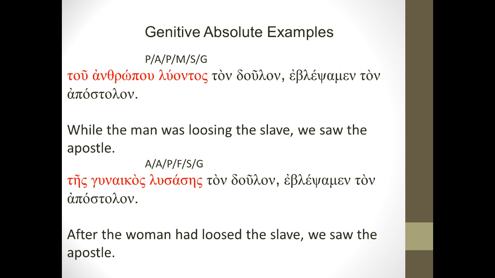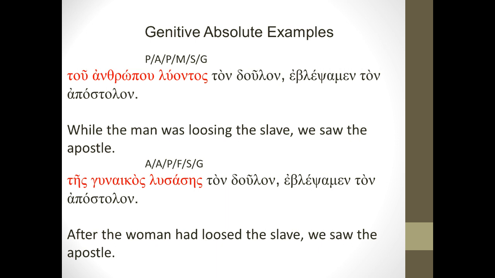Now, if I were to translate this literally the way it shows up, it would be "of the man of loosing." But that doesn't make any sense in English: "of the man of loosing the slave, he saw the apostle." That's because Greeks create this construction known as the genitive absolute. The way we will translate this, when we see a string of genitives with a genitive participle, is to simply say, "while the man was loosing the slave, we saw the apostle."